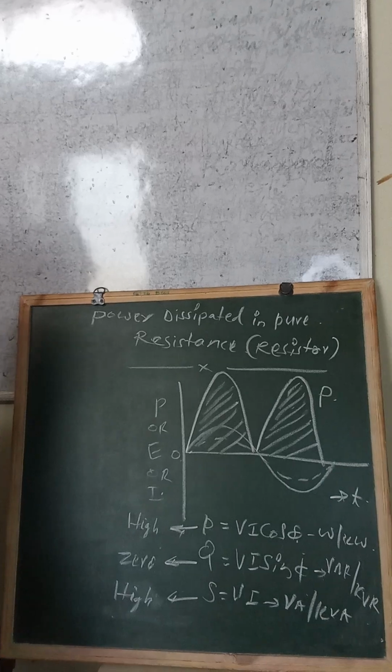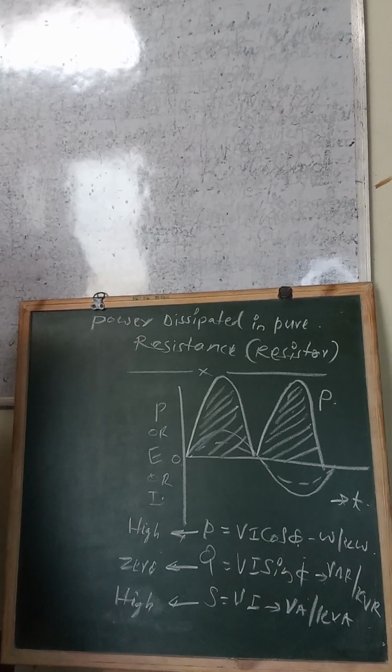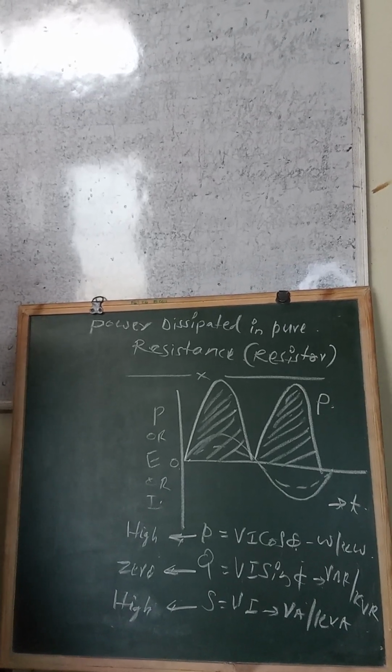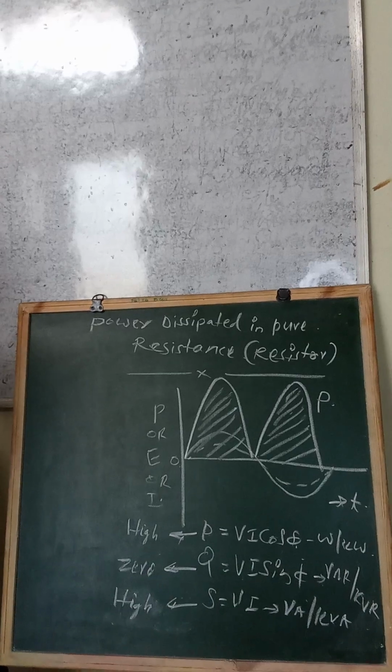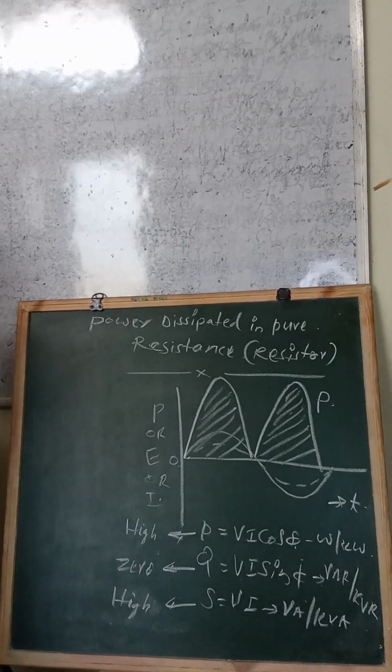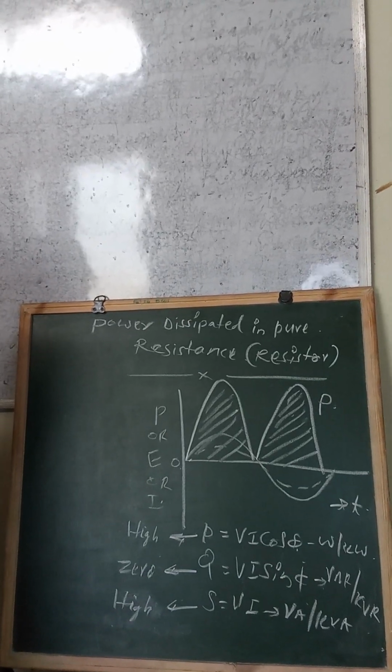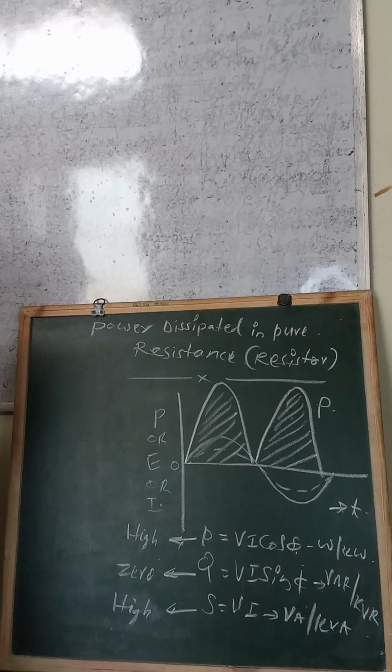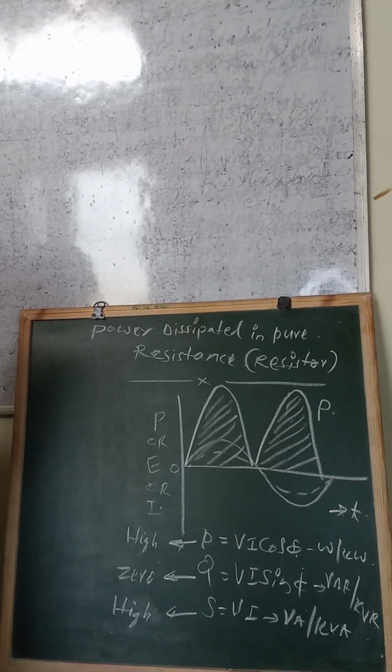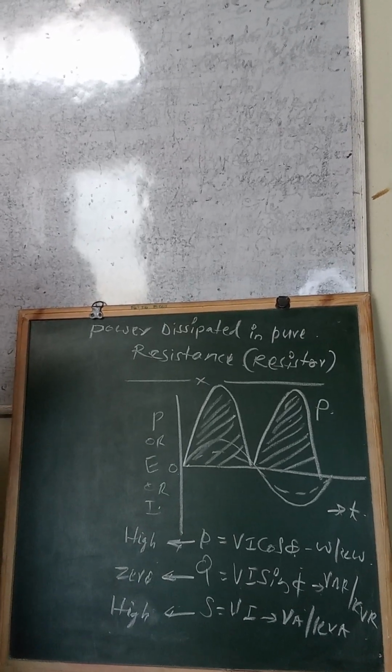Discussing the NEET classes, chapter number 4, alternating current. In continuation to the previous lesson, we will discuss power dissipated in a pure resistor or resistance.